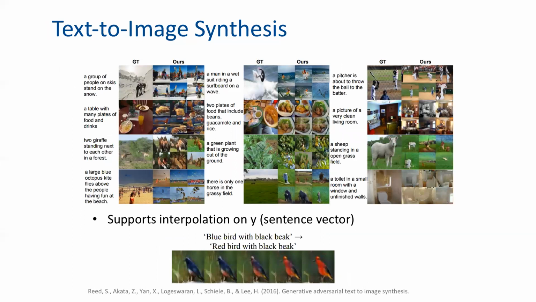Okay, and here are some examples of the outputs generated from this synthesizer. They're a little bit small, but you can see a group of people on skis stand on the snow, and there's the output there. Sorry, this is ground truth, and here are some outputs generated by the network. A sheep standing on an open grass field, ground truth, and then some example sheep standing on fields. All right, so it's really doing a pretty good job, and obviously with that kind of description, you can generate a really rich set of images.